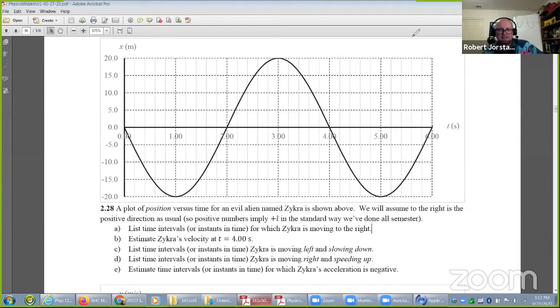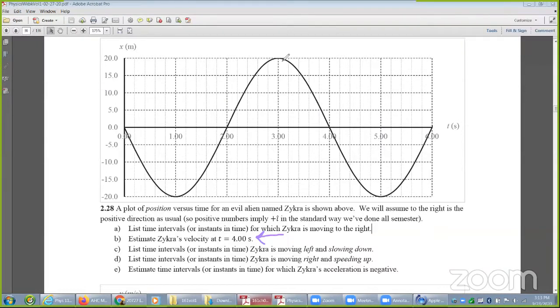Did that make any sense on how to get that velocity? Just checking for some feedback here. Yeah, just take the slope, but a close slope. Yep.